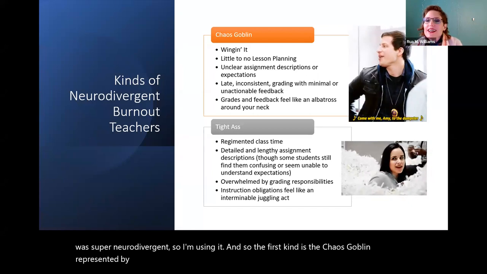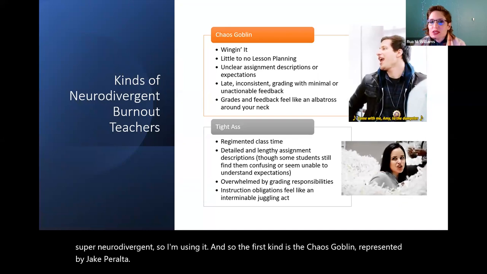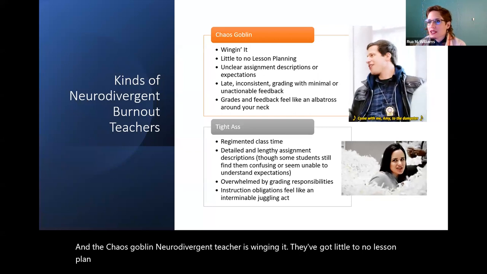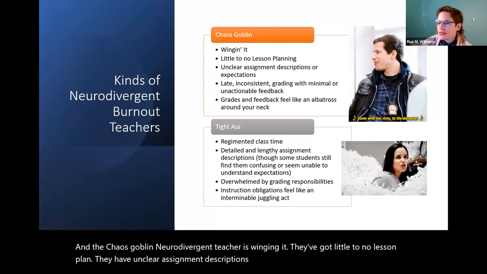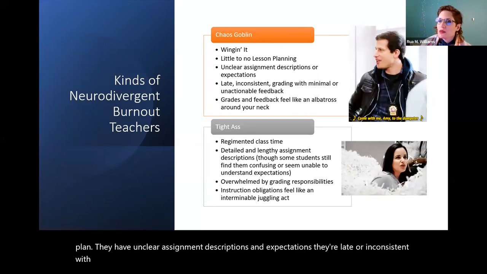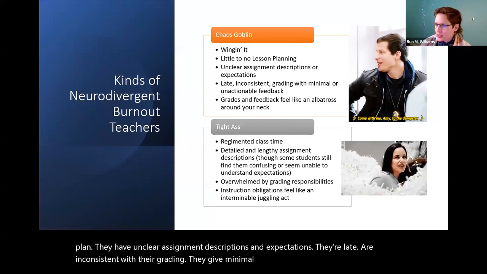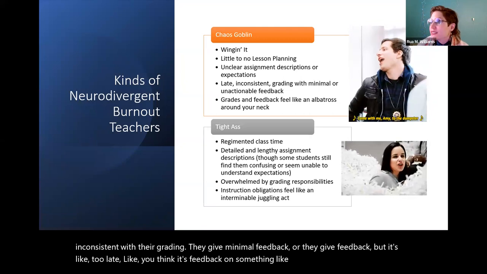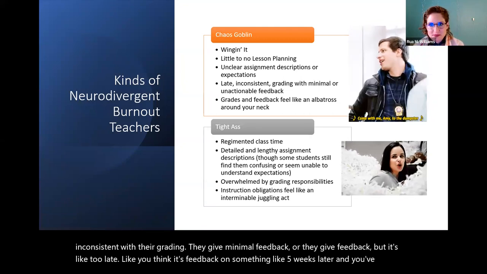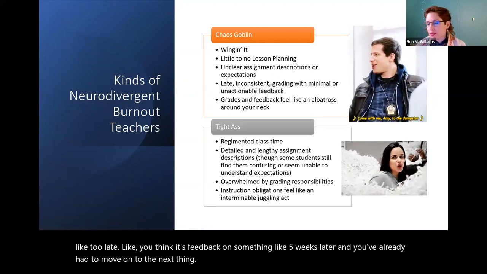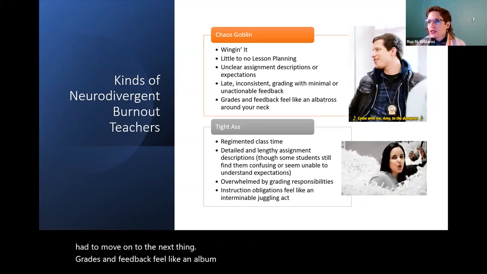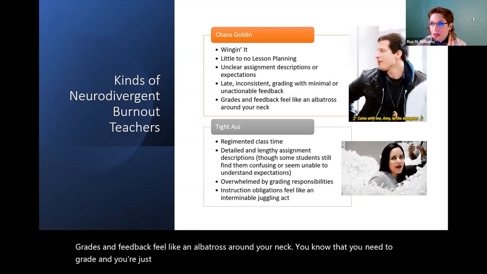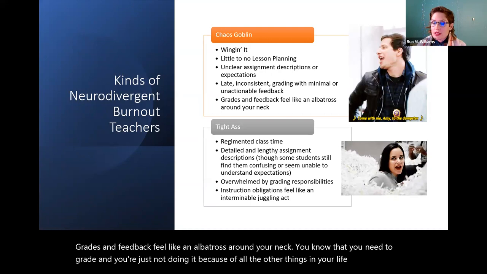Jake Peralta. And the chaos goblin neurodivergent teacher is winging it. They've got little to no lesson plans. They have unclear assignment descriptions and expectations. They're late or inconsistent with their grading. They give minimal feedback, or they give feedback, but it's like too late. Like, you know, they give feedback on something like 5 weeks later and you've already had to move on to the next thing. Grades and feedback feel like an albatross around your neck. You know that you need to grade and you're just not doing it because of all the other things in your life that you're trying to keep on top of.